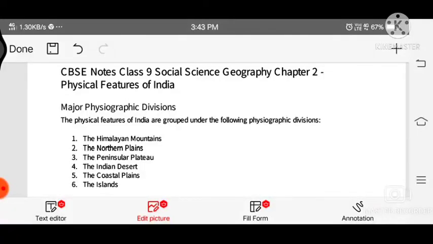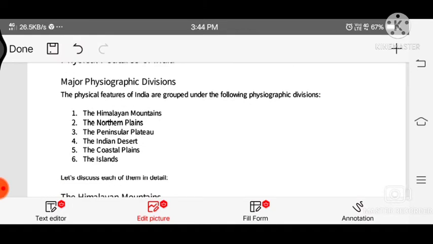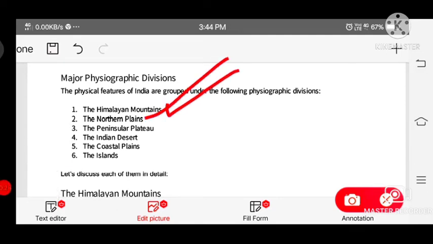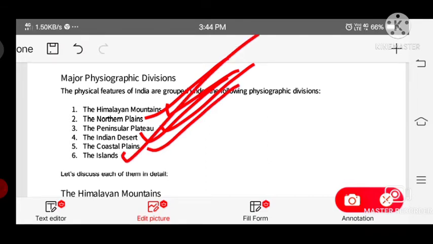Hello guys, I'm Vipin Kumar and today we do the Geography second chapter, class 9th, which is Physical Features of India. So we discuss some major physiography divisions. The physical features of India are grouped under the following physiographic divisions: the Himalaya mountains, second the northern plains, then the peninsular plateau, then the Indian desert, fifth the coastal plains, sixth the islands. So let us discuss each of them in detail.